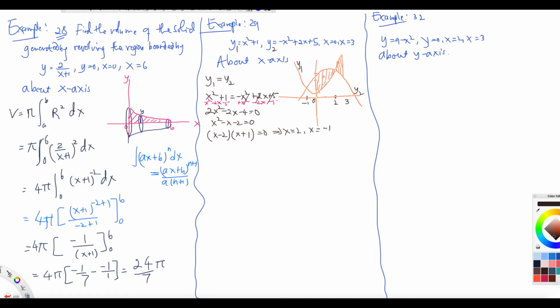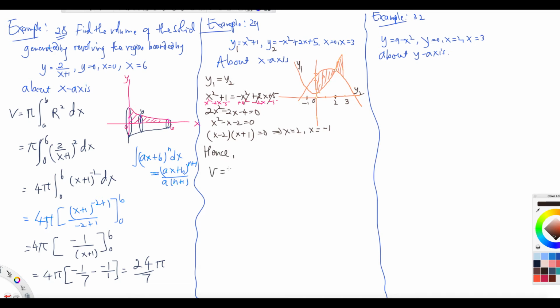Because to find the actual volume, it will be the volume of the bigger solid minus the volume of the hollow solid here, the hollow part or the empty part. It's like what we did last time, in the last slide. Similarly here, we will be doing the same thing. So what will be the volume then?